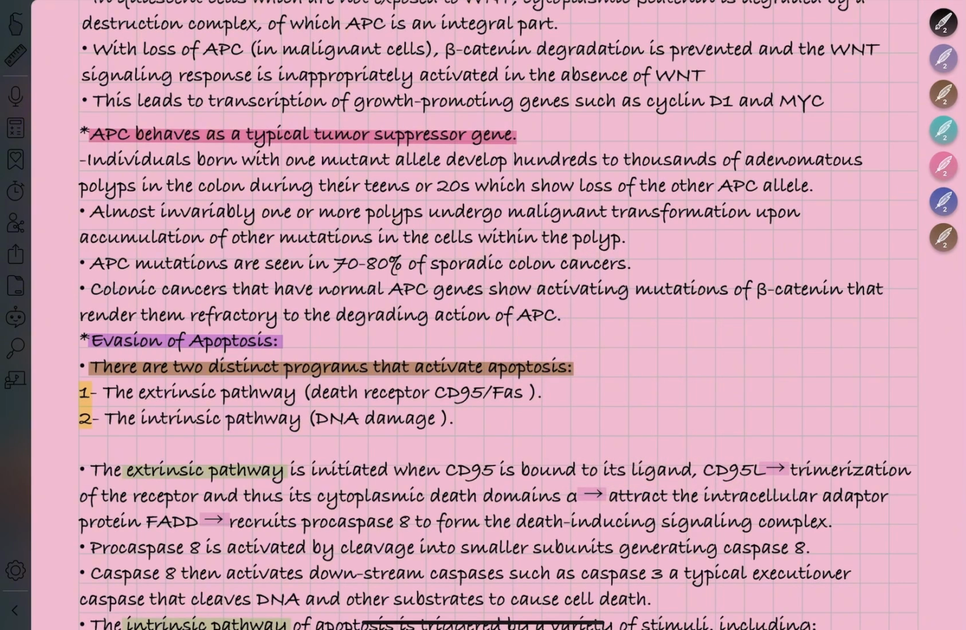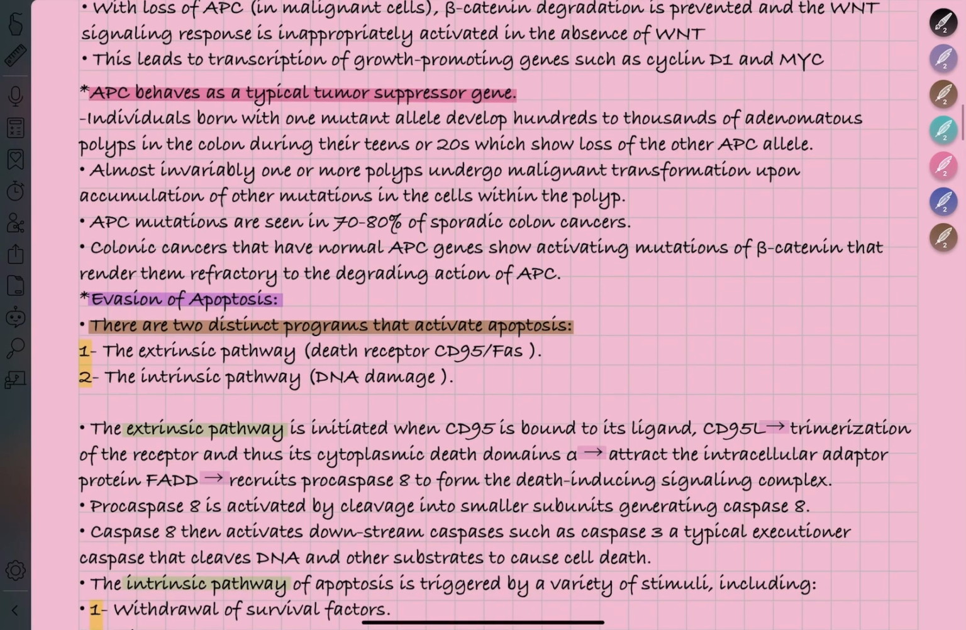Okay? And basically, the death domains are going to be activated. A domain called death domain alpha. Okay? Anyways, let's start talking about that pathway. The extrinsic pathway is initiated when the CD95, the receptor, is bound to its ligand, CD95L, FAS-L, which causes trimerization of the receptor, as we just said, and thus its cytoplasmic death domains, alpha. Then it will attract the intracellular adapter protein FADD, which will recruit pro-caspase 8.